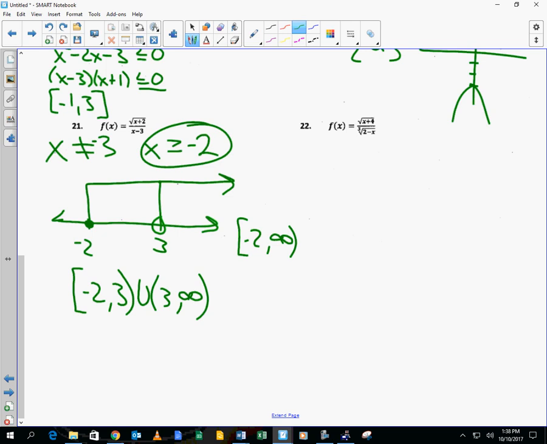The last one, cube root. Does cube root cause a problem? No, but it's in the denominator. What would give me 0 in the denominator? So x can't be 2. What about the numerator? x has to be greater than or equal to, I have a -4, and I have to leave out 2.